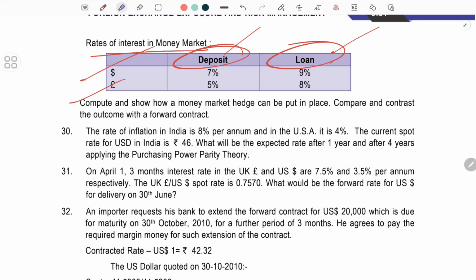Great. So what you have to do is hedge by two techniques. One is you take a money market hedge. Second is a forward contract, and then compare. Whichever has more inflows will be beneficial to us. Great, so let's start with the solution.